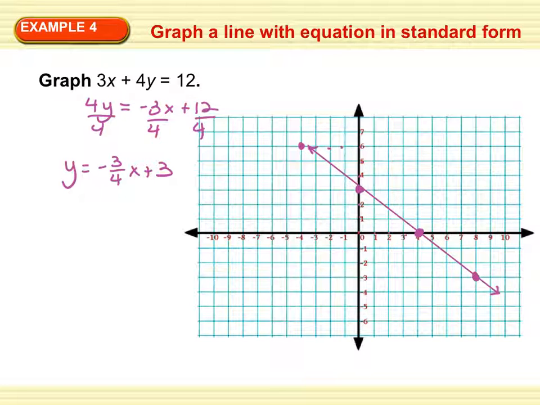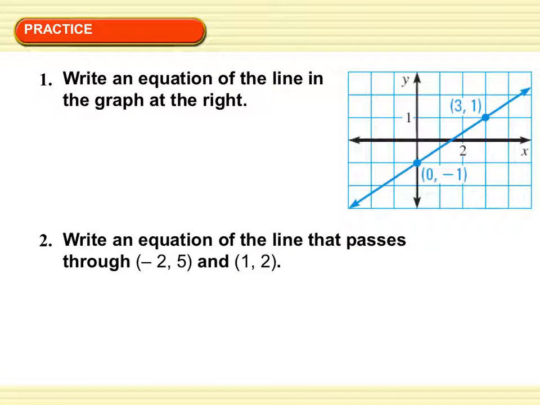Easy stuff, right? Okay, number 1 says write the equation of the line in the graph at the right, and 2, write the equation of a line that passes through 2 points. So with the first one, well, with both of them, what 2 pieces of information do I need in order to find the equation of the line? I need the slope and a y-intercept or a point, right? Because I could use either one.